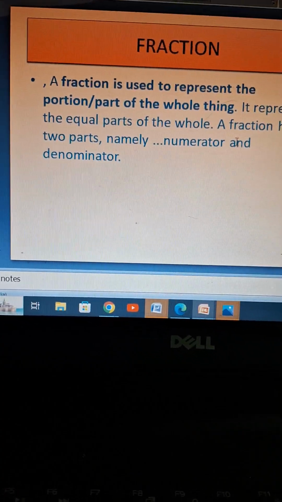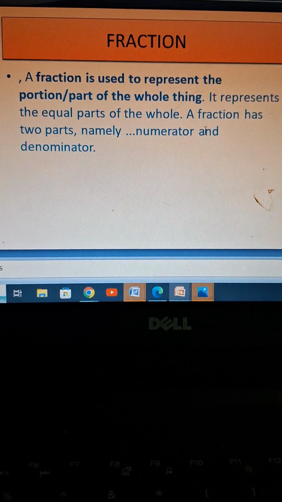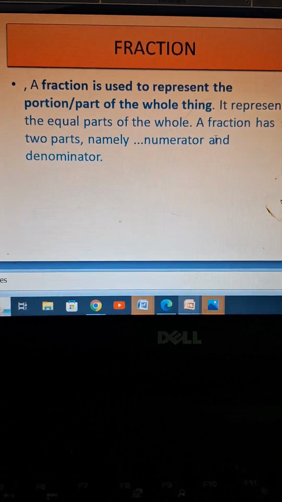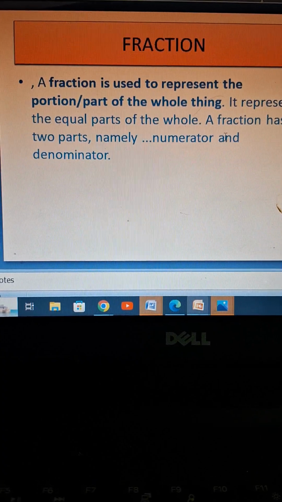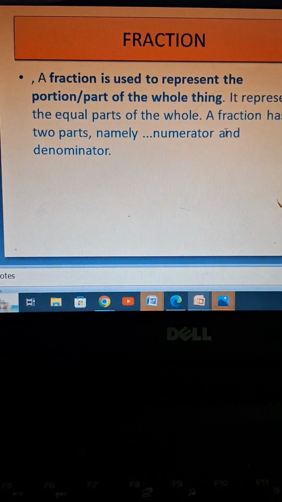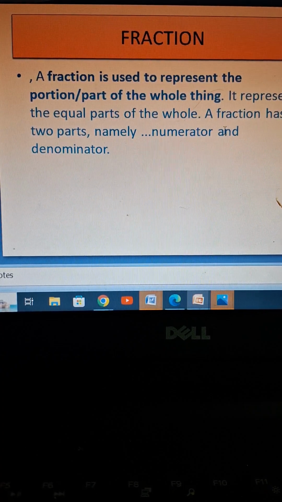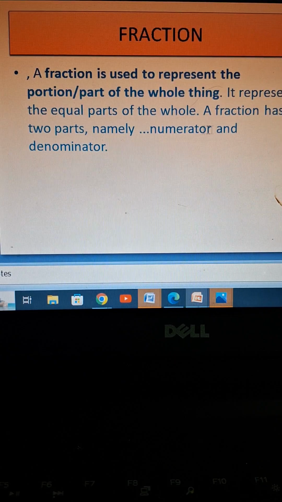We will learn about fractions. A fraction is a part of a whole thing or a part of a whole collection. A fraction has two parts: one is the numerator and the other is the denominator. The numerator is the part written above the line and the denominator is the part written below the line.